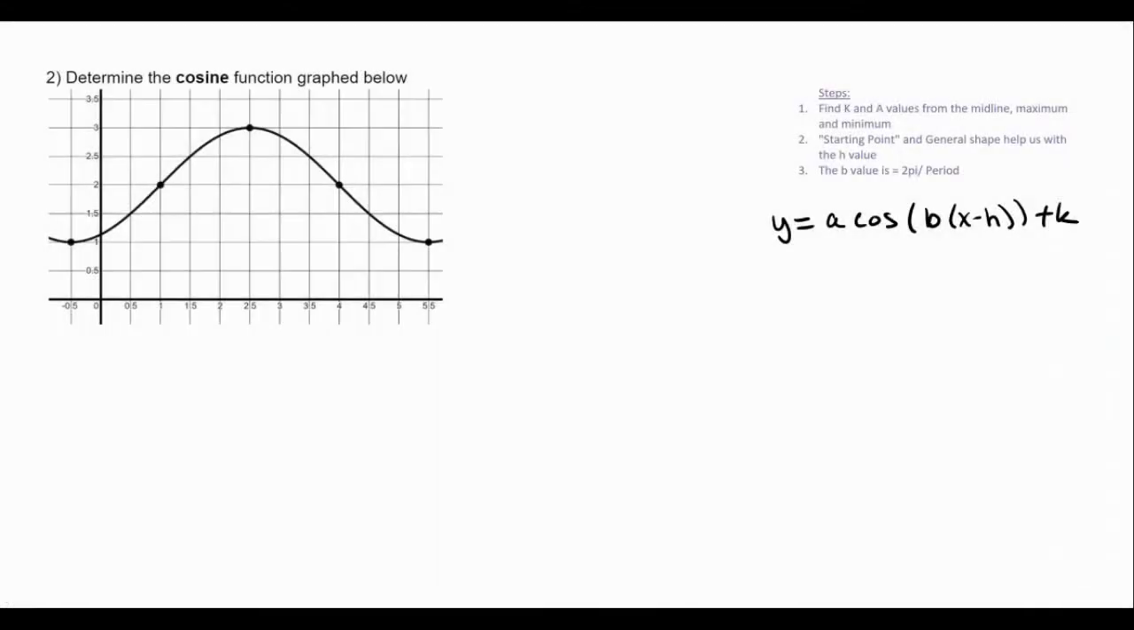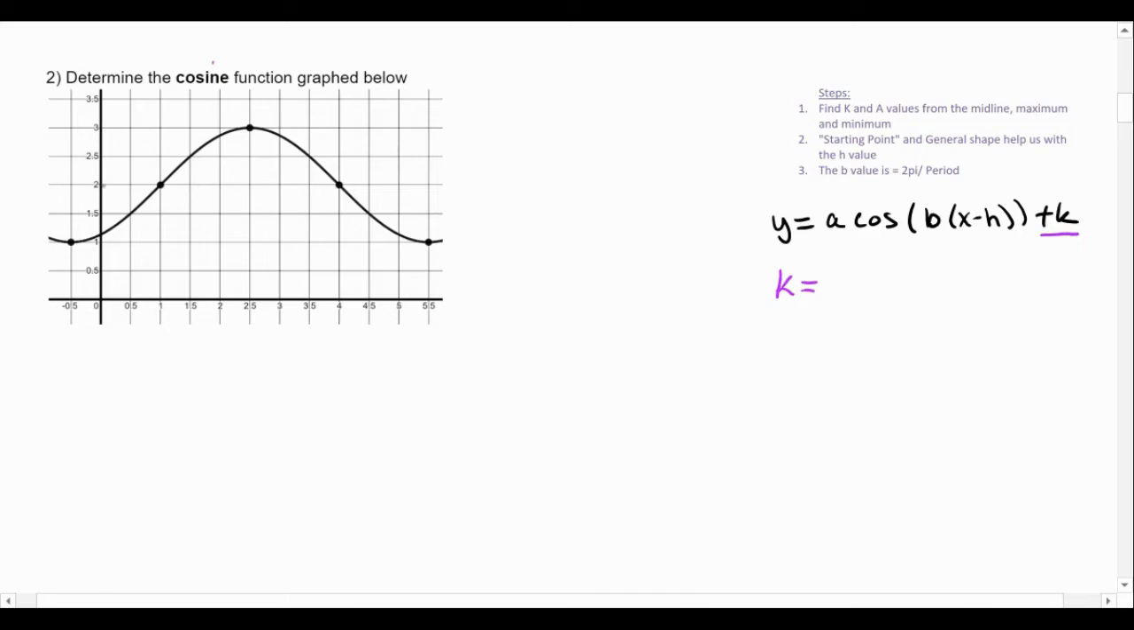Here we're asked to determine the cosine function of the graph below. So in this one, we are going to first find the k and the a values from the midline and then the maximum and minimum. So the k value here is always told exactly by the midline.